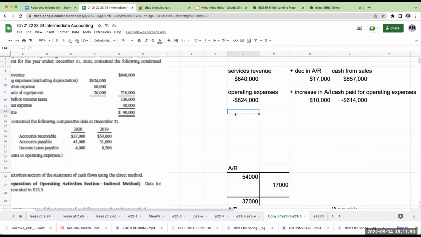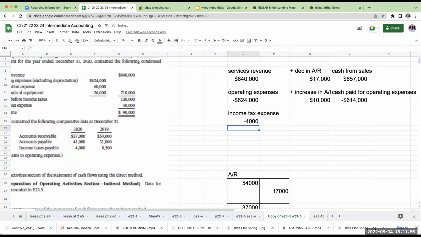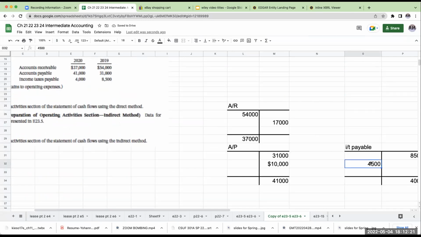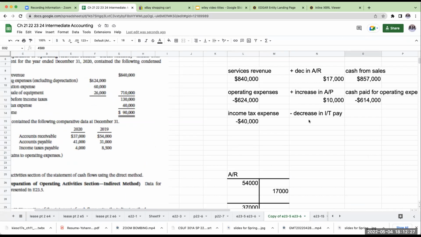Now, the next one over here is going to be income tax expense. With this income tax expense, it's a negative 40,000. And what I'm trying to convert this to is, what is my cash paid for income taxes? So I'm going to say, well, this is 40,000. And let's take a look at income taxes payable. Well, income taxes payable decreased, right? It went down. So that means I paid more cash for my income taxes. So we're going to go ahead and make this 4,500.